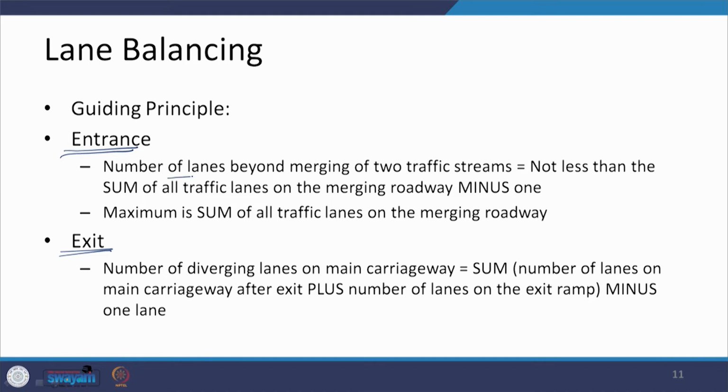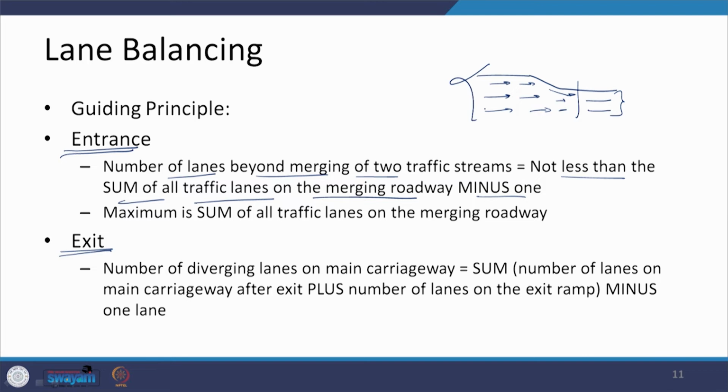So, we are talking about the number of lanes beyond merging of two traffic streams. The traffic is here, it is merging, and this can also be like this. So, this is a merging area. Beyond that, what number of lanes are going to be provided here? That should not be less than the sum of all traffic lanes on the merging roadways minus 1.